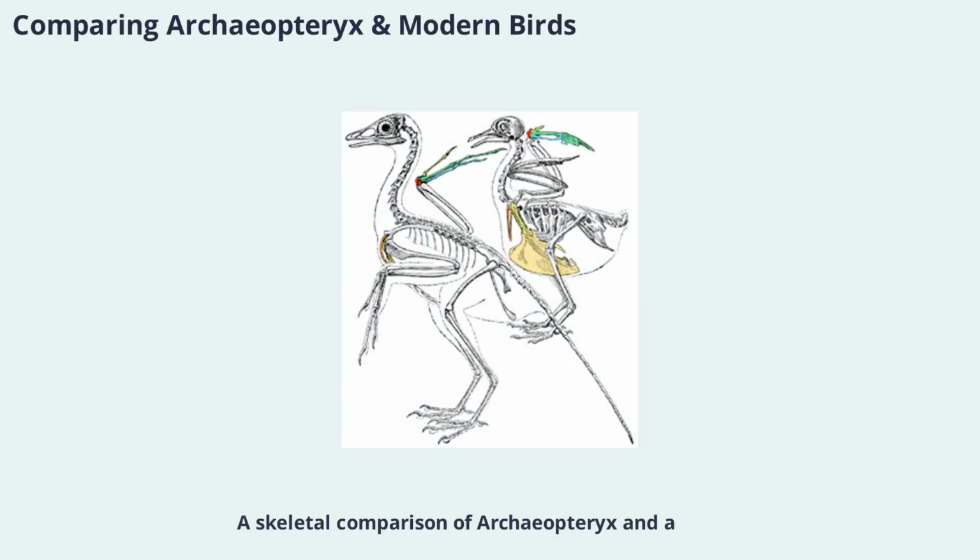Skeletal comparison of Archaeopteryx and a modern pigeon reveals both similarities and differences. While both have wings and feathers, Archaeopteryx retains many primitive features, such as a long bony tail and claws on its wings. These traits highlight the transitional nature of Archaeopteryx, bridging the gap between non-avian dinosaurs and modern birds.